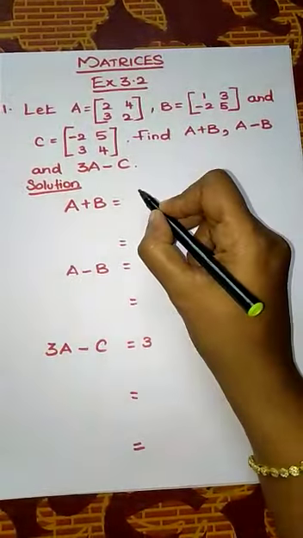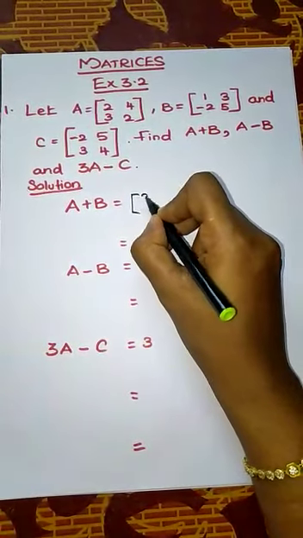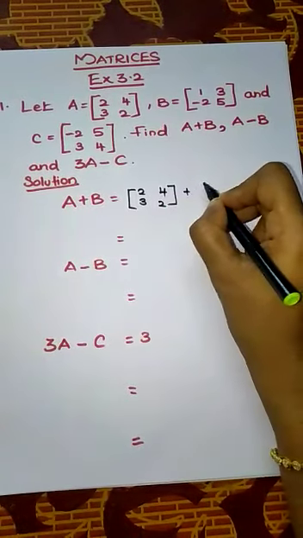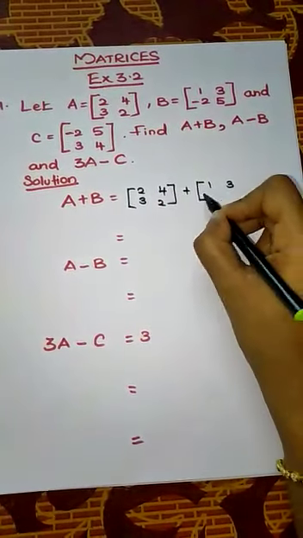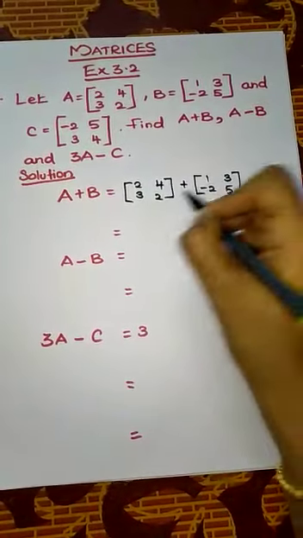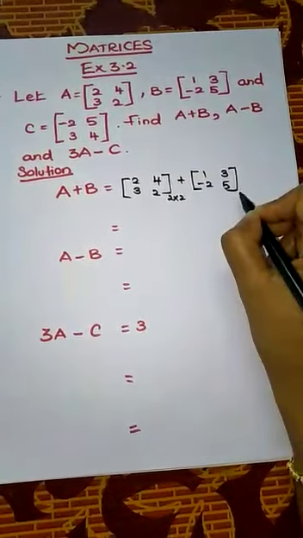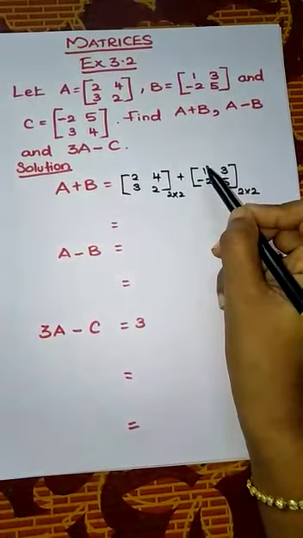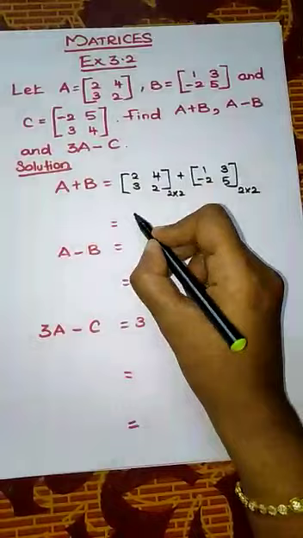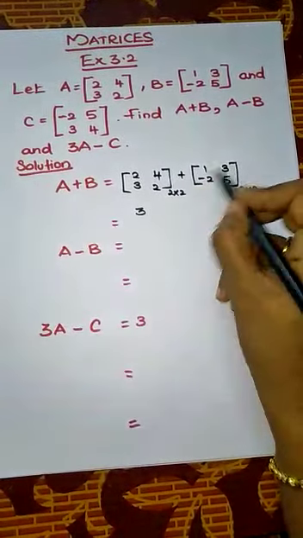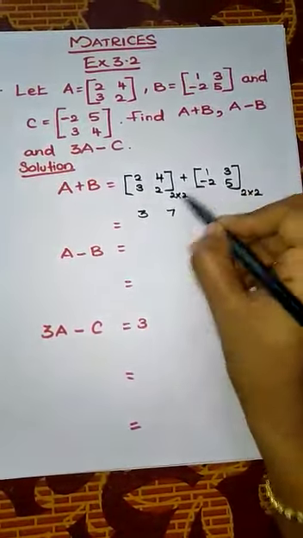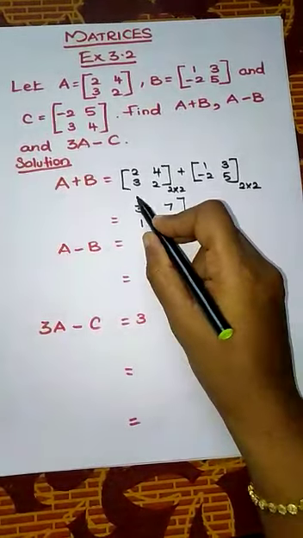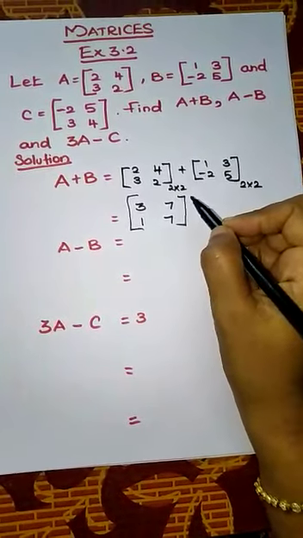The first matrix, A plus B. A value is [2, 4; 3, 2] plus B value [1, 3; minus 2, 5]. Order of the matrices, 2 cross 2, 2 cross 2. So we have to add the values. First A11 and A11 values we have to add. So 2 plus 1, 3. 4 plus 3, 7. 3 minus 2, 1. 2 plus 5, 7. So A plus B value is [3, 7; 1, 7].